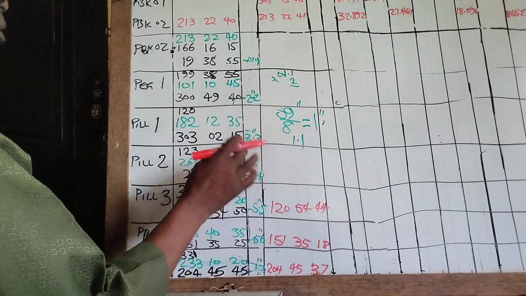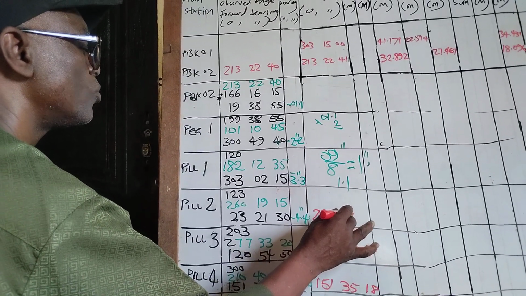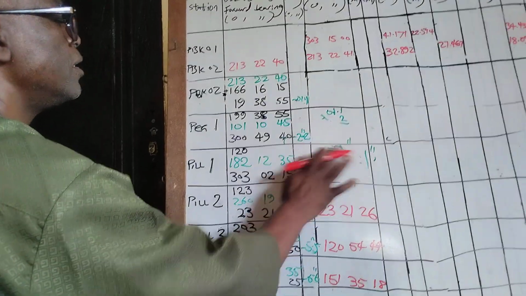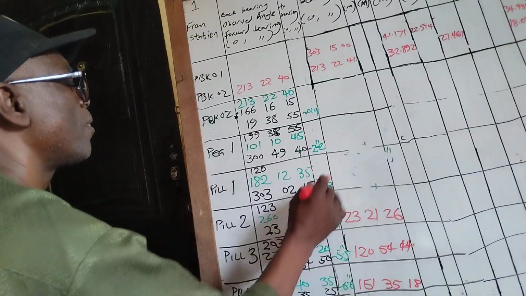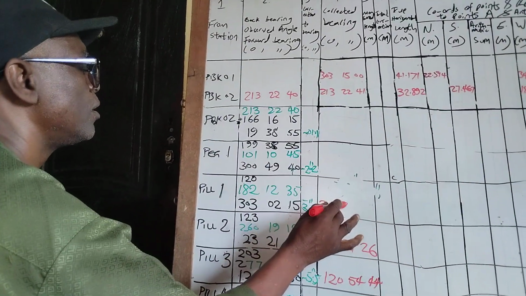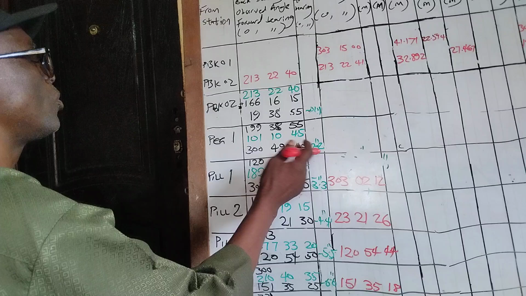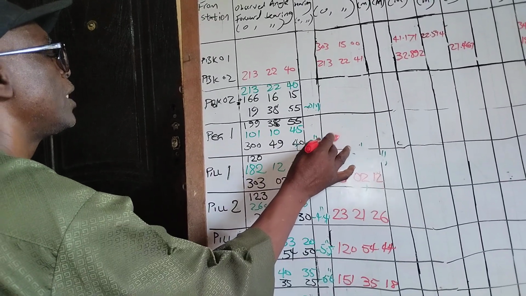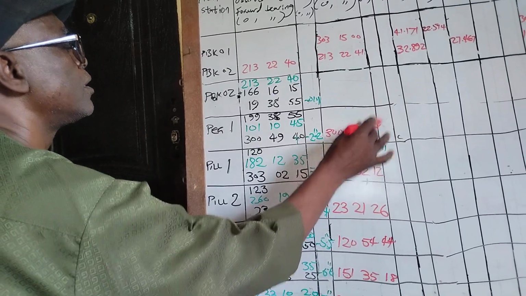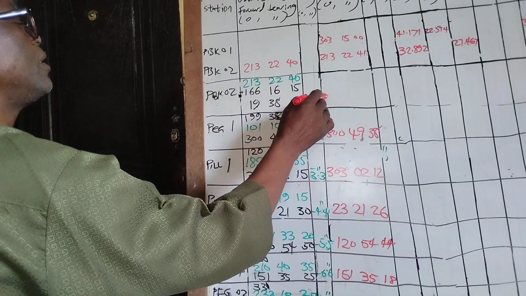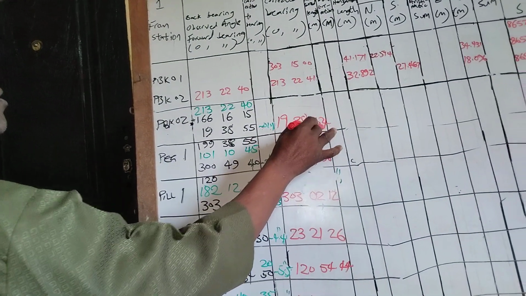Here, you can approximate it to be 4. So this is 23, 21, 26. Then this one approximates to be 3. This is 303, 02, 12. This is also approximated to 2, 300, 49, 38. This is approximated to 1. This is 19, 38, 54.